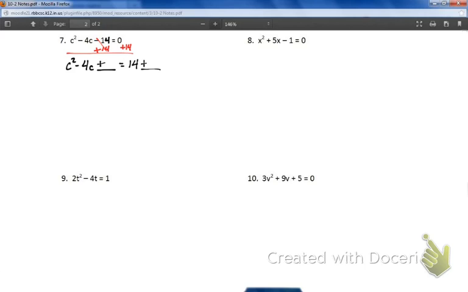Okay, and we figure that out by taking half of our middle number. So half of negative 4 is negative 2, and squaring it, negative 2 squared is positive 4. So positive 4 is what gets added into both sides. So plus 4 there, plus 4 there. Which now means I can rewrite my problem. c squared minus 4c plus 4 equals, nope, not 16, 18.